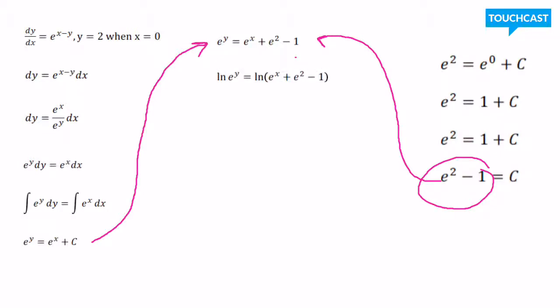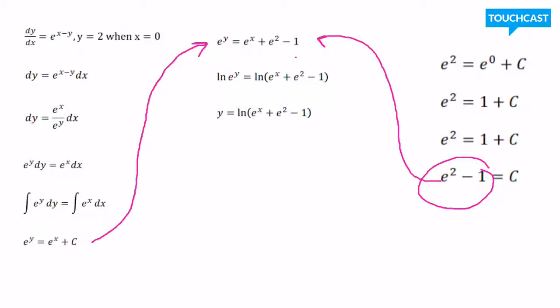So that gives me the natural log of e to the y is equal to the natural log of the other side, e to the x plus e squared minus 1. Well, natural log of e to the y, remember that natural log and e to the are inverse operations, so they're going to undo each other and leave behind y. So my final answer on the left-hand side, y, and on the right-hand side is equal to the natural log of e to the x plus e squared minus 1.